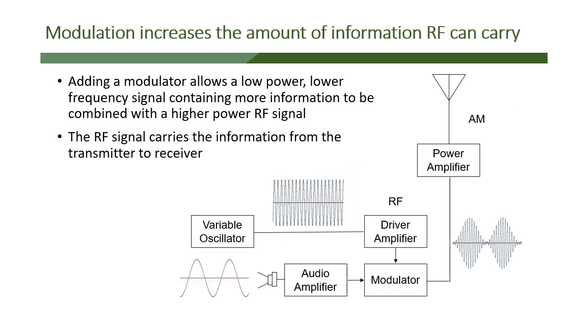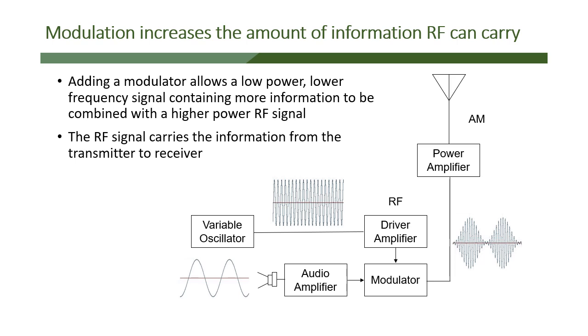So let's go back to our simple idea of a transmitter again, and by adding a modulator, a specialized circuit called a modulator, it allows a low power, as I said, or lower frequency signal containing more information to be combined with a higher power RF signal. And the RF signal carries the information, as I said before, from the transmitter to the receiver.